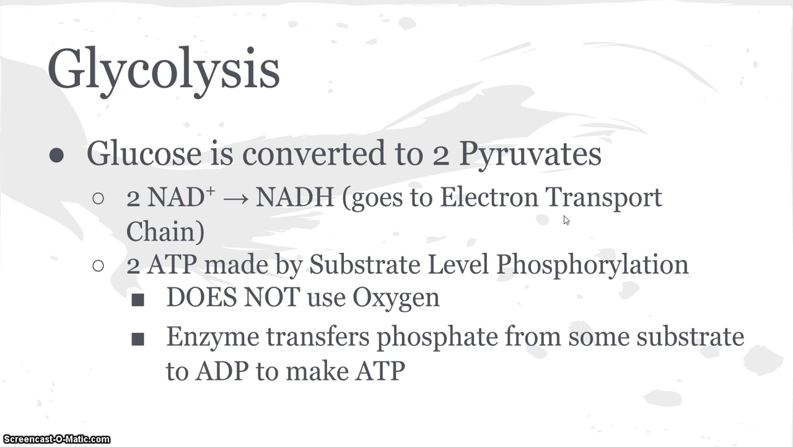So 2 ATP are made by substrate level phosphorylation. What is happening is we are using an enzyme that adds a phosphate to an ADP, and we're going to make our ATP that way. It does not use oxygen. So bacteria are often going to use this because they do not need oxygen. Also, they do not have a mitochondria, so they cannot go through all of the levels of cellular respiration. So an enzyme transfers the phosphate from some substrate to the ADP to make ATP.